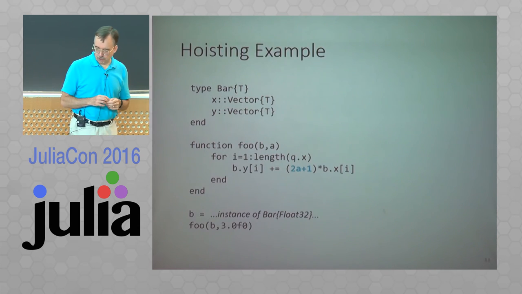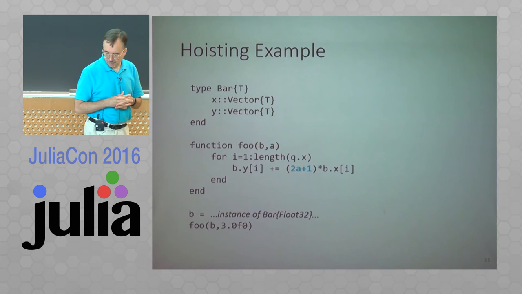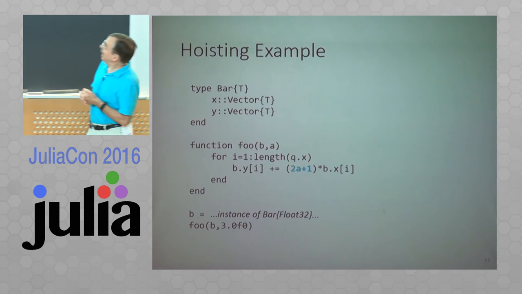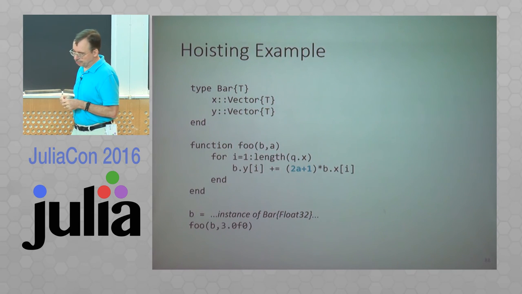So here's an example. I have x and y. They're declared as vector of T. And I write a piece of code.